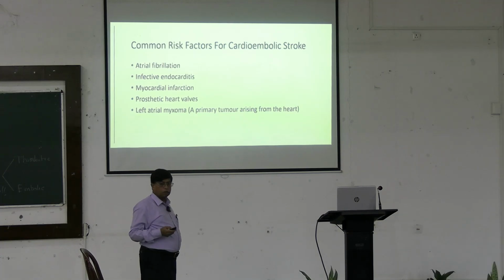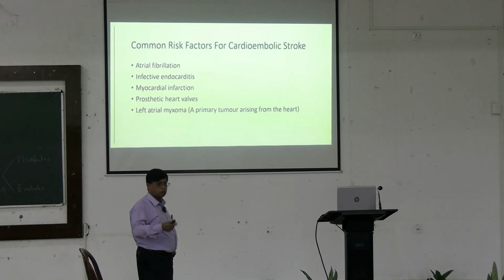Prosthetic heart valve means there is a heart valve replacement, like a mitral valve replacement or aortic valve replacement. Suppose the patient had a valvular lesion and the cardiac surgeon has replaced the valve. Particularly if it is a metallic valve, there are two types of valve used: a metallic valve and a prosthetic valve. Metallic valves are formed of steel.